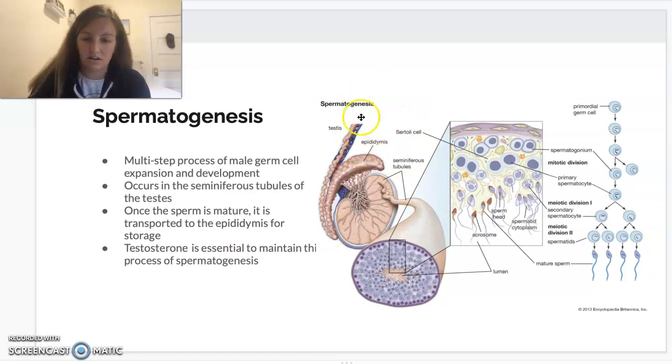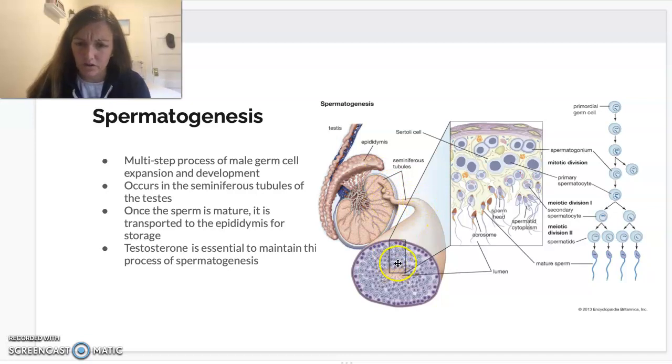So as you can see here on the right hand side, we have a larger anatomical view of the testes, the epididymis, and then a cluster of seminiferous tubules. The epididymis sort of sits on top of the seminiferous tubules, and that's where the storage of the sperm occurs.